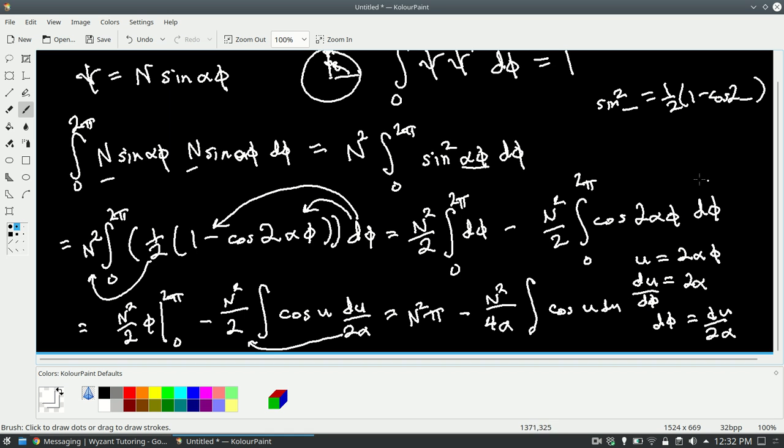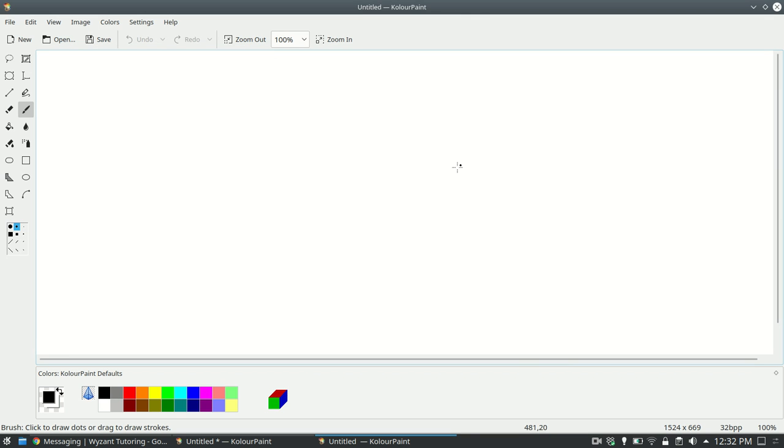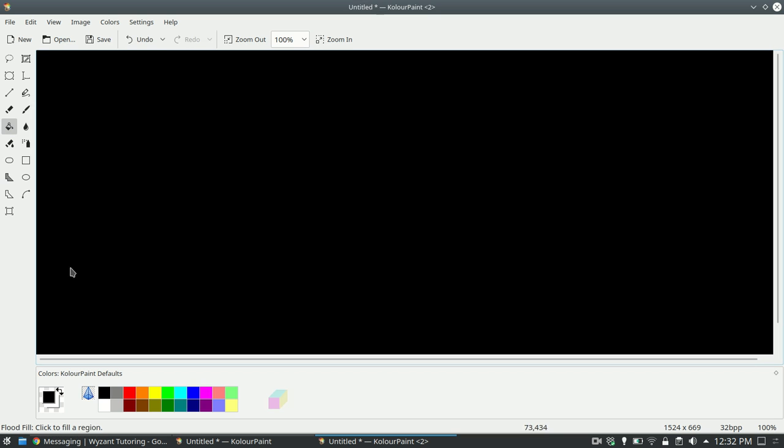And then, let me get a new page here. I like it to be black, so I'm going to try to make this black. Okay, that's good.